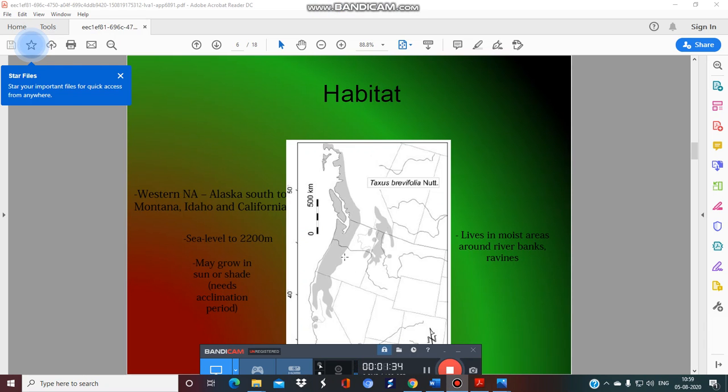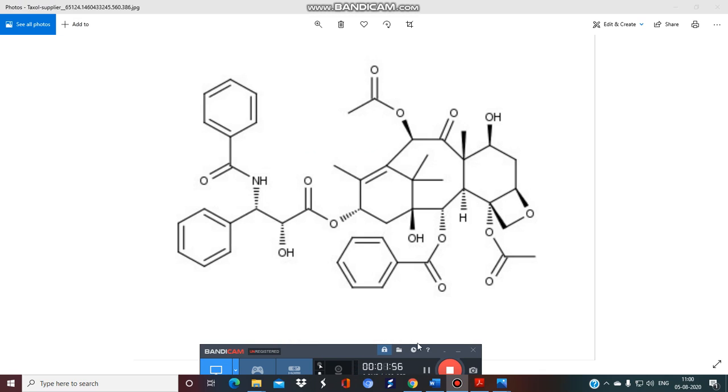So about the habitat, it is a very slow growing evergreen gymnospermous tree, just like your Devdar. It is a gymnospermous tree found in India, Canada, America, and also in the Himalayan region up to an altitude of 2000 to 3500 meters.